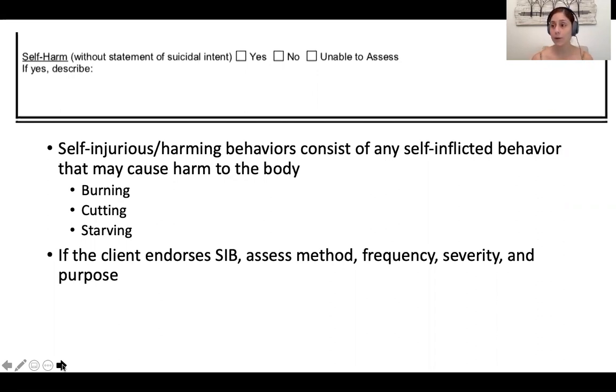Okay, so method, how are they doing it? Frequency, how often are they doing it? Severity, how severe is it? Is it requiring medical treatment? Okay, and purpose. Don't overlook purpose because people engage in self-injurious behaviors for lots of different reasons. Some to cope, some to feel pain, some to numb, and so on. And if you're planning to address their self-injurious behaviors therapeutically, you'll need to introduce a replacement behavior. And that replacement behavior is only going to be effective if you know the purpose of the self-injurious behavior so that you can replace it effectively.